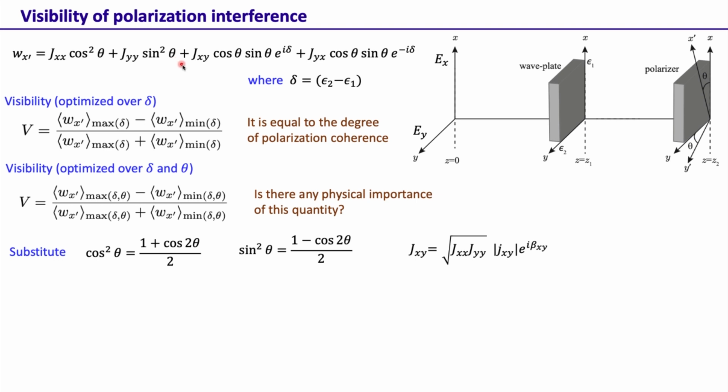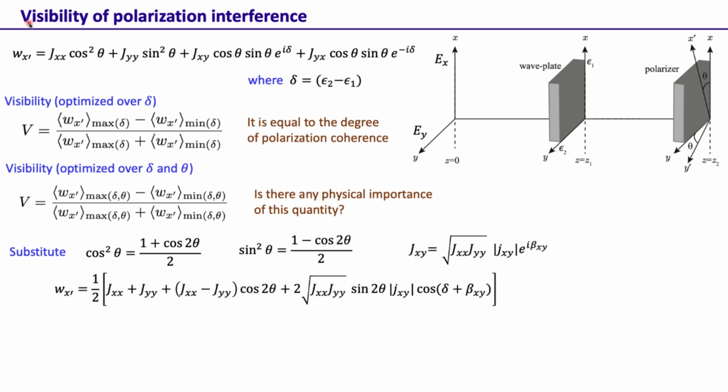So for cosine square theta, sine square theta, and jxy, let's substitute, and then we get Wx prime as half of (jxx plus jyy). That's coming from the jxx, jyy terms, and then (jxx minus jyy) cosine 2 theta. That's coming from the cosine 2 theta terms, and then plus the cross term, which we combine and write as twice the square root of jxx jyy, sine 2 theta, mod of jxy, and cosine of (delta plus beta xy). So that's the intensity. This is just the same expression written in a different way: instead of cosine square theta and sine square theta, we're writing it in terms of cosine 2 theta and sine 2 theta. Just simple math.